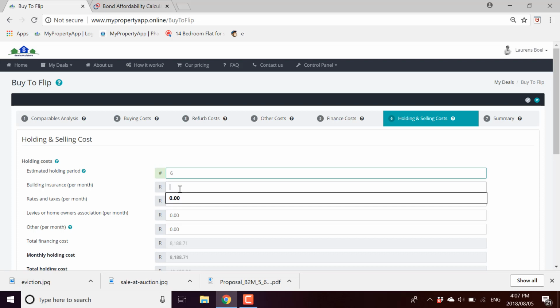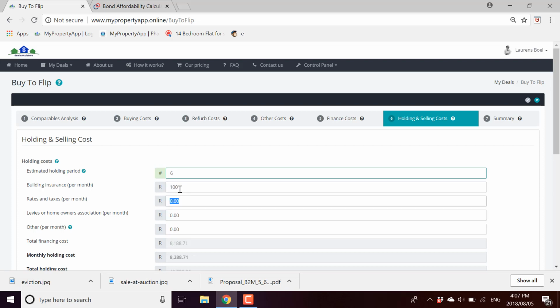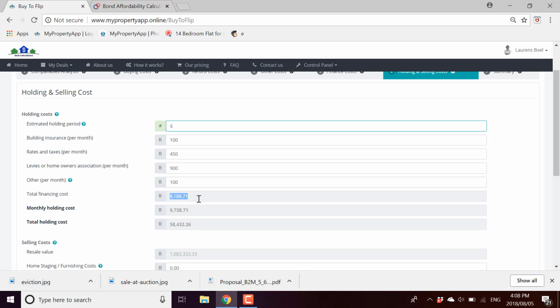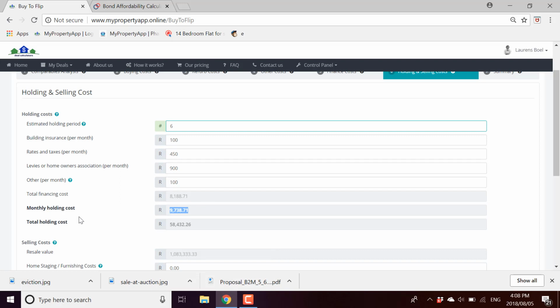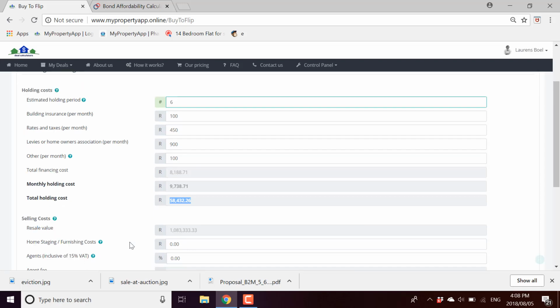Your building insurance, which is a monthly cost, let's say 100. Your rates and taxes per month you'd need to pay, your levies you'd need to pay per month, and perhaps you're going to pay another 100 Rand for something else. So per month you're going to be paying 9,700, because you have to pay your insurance, you have to pay your rates and taxes, you have to pay your bond repayments. So your total holding costs for the 6 months would be 58,000.